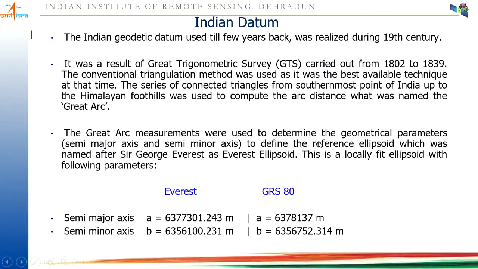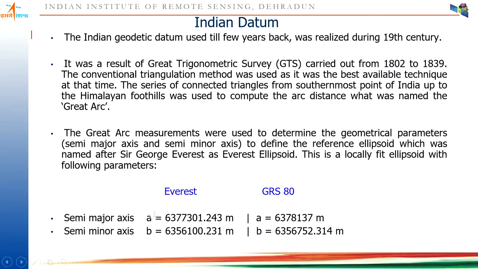What are those? To define an ellipsoid, what are the things required? It is the semi major axis and the semi minor axis, importantly. So they have derived the semi major axis and the semi minor axis, and with that they defined one reference ellipsoid. It was named the Everest ellipsoid. We were still using the Everest ellipsoid in maps, but now we are switching over from Everest to WGS 84.